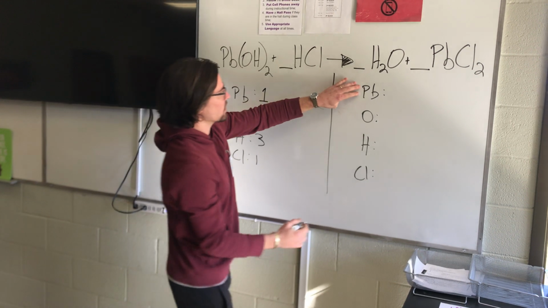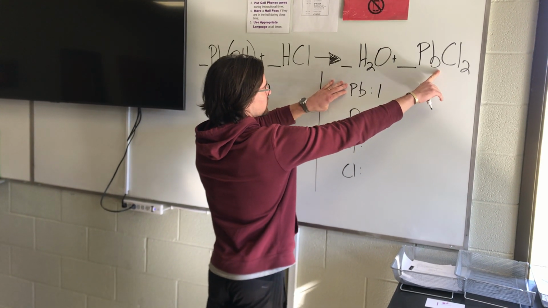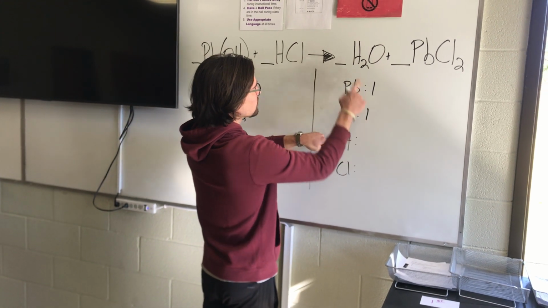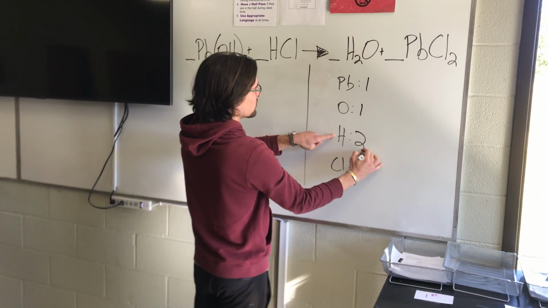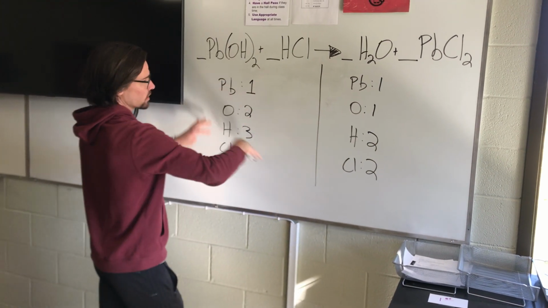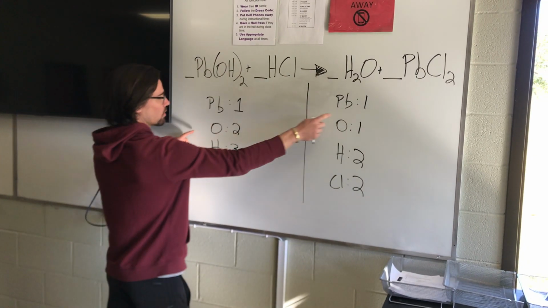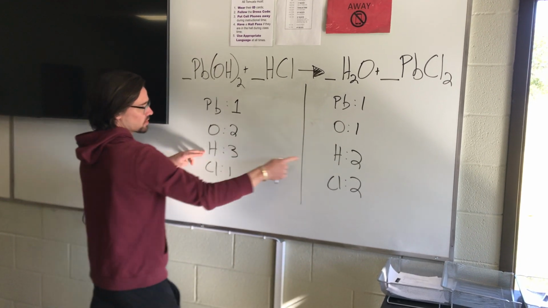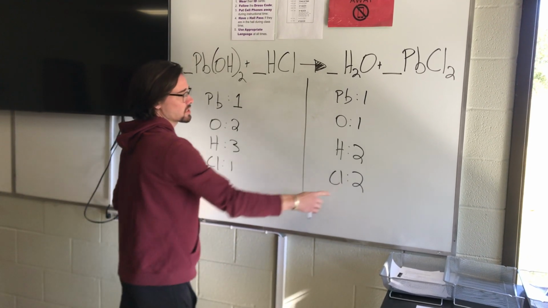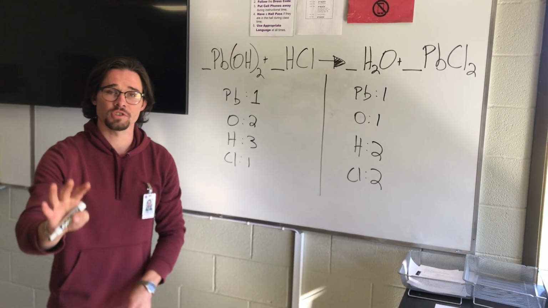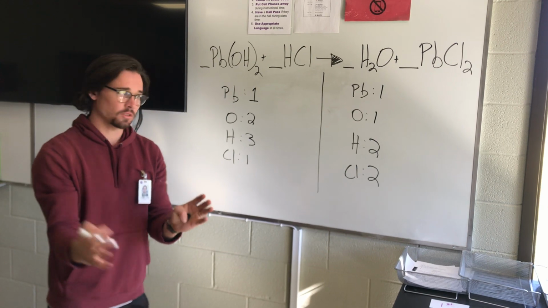On the product side, I'm going to have 1 lead that comes from here. I've got 1 oxygen that comes from here. I've got 2 hydrogens that come from here, and then 2 chlorines. Okay? So now I'm going to look at my elements that I've reported. 1, 1, they're good. Oxygen, 2, 1, that needs to be balanced. Hydrogen needs to be balanced. And chlorine needs to be balanced. Now remember my pro tip. Elements like carbon, chlorine, nitrogen, they're easier to balance. So let's do those first.